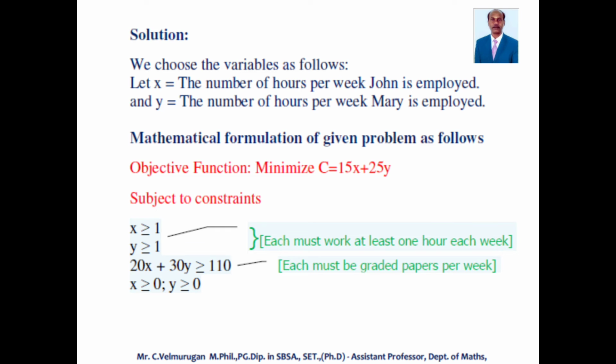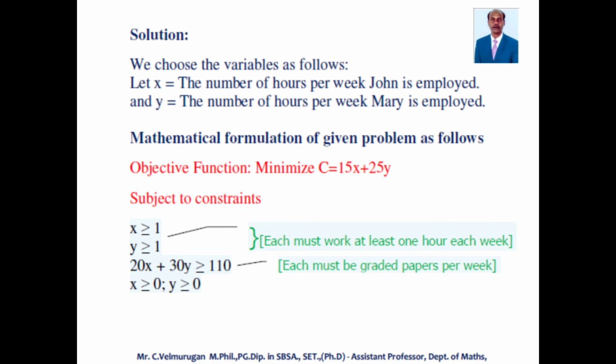So we take x as the number of hours per week John is employed and y as the number of hours per week Mary is employed. Now we form the mathematical model. First we define the objective function, because our objective is to minimize the cost. So minimize the function c = 15x + 25y, because John earns rupees 15 per hour for grading papers and Mary earns rupees 25 per hour. So the overall function is 15x + 25y.